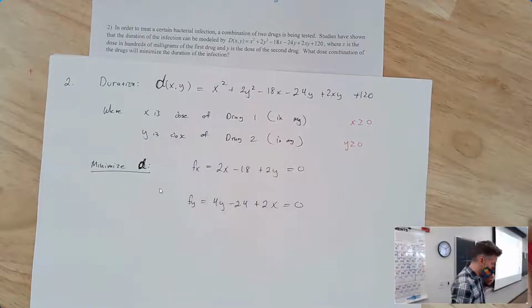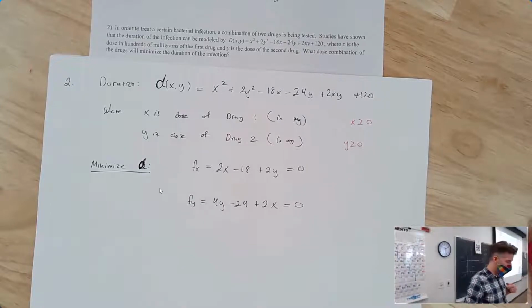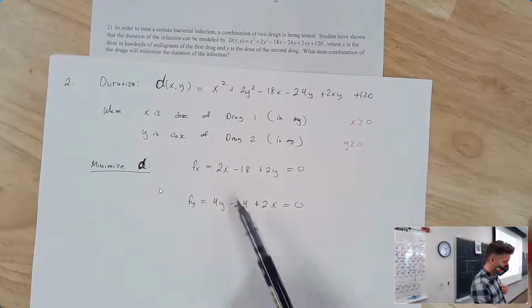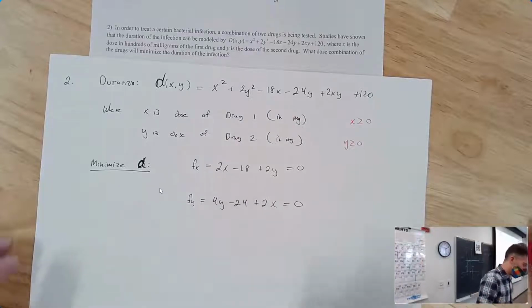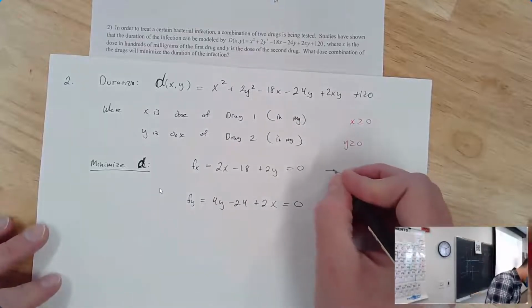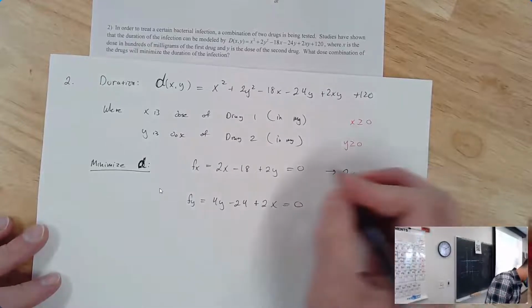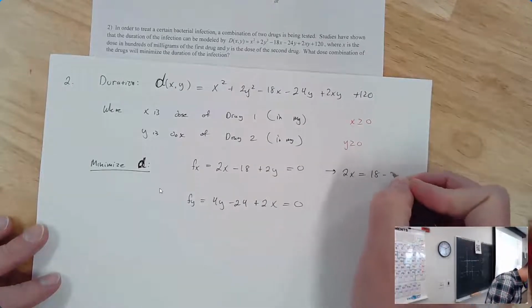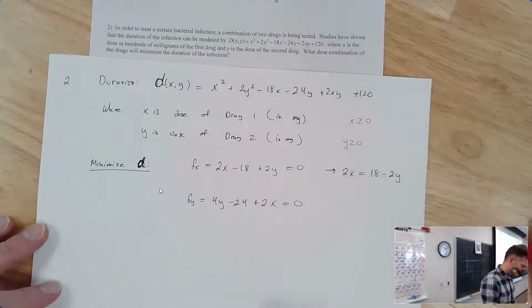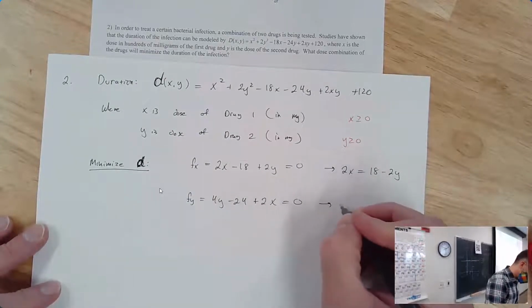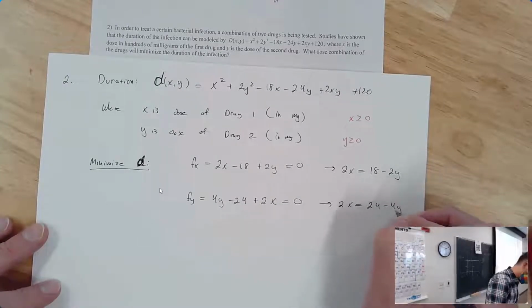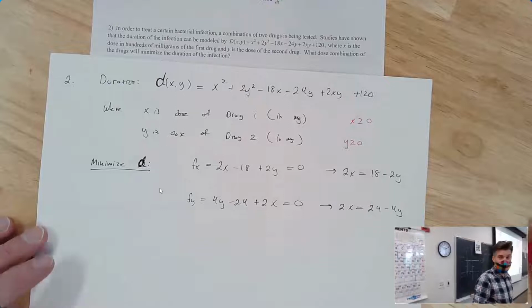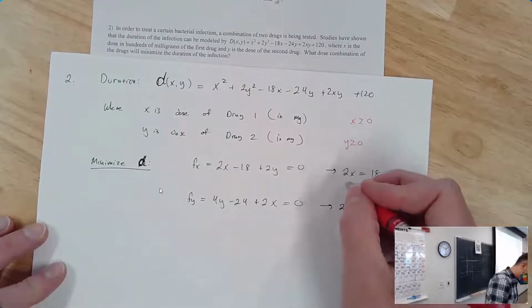So what do? Well, we isolate one of the things. Now, if I was trying to make my life as easy as possible, I would observe that I have a 2x there and a 2x there. So I might make the smart choice of saying, well, I'm going to say 2x has to equal 18 minus 2y. And then I also might make the same choice here and say, oh, 2x has to equal 24 minus 4y. And then it is definitely true that 2x has to equal 2x.